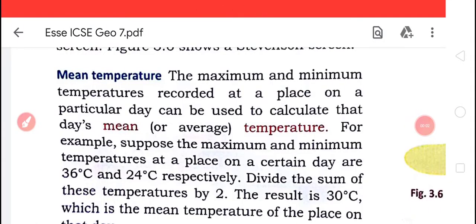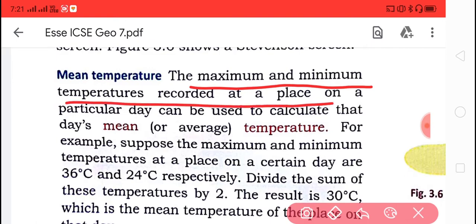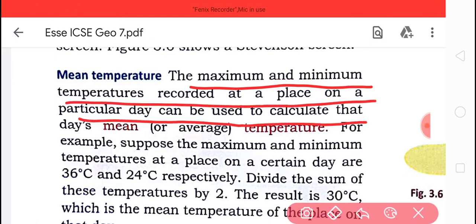Today we are going to study about the mean temperature. The maximum and the minimum temperature recorded at a place on a particular day is used to calculate the mean temperature, or an average temperature. So how do we calculate it?